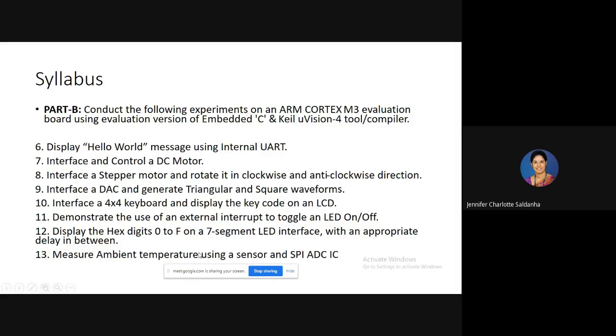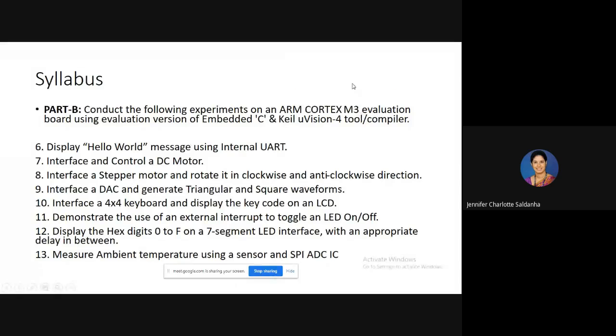measure the ambient temperature using a sensor and SPI ADC IC. So you can see all are interfacing experiments. These are actually examples of embedded systems, right? Each one of these is an embedded system, you can say. What is an embedded system? System on chip, right? So here the microprocessor used is ARM Cortex-M3.